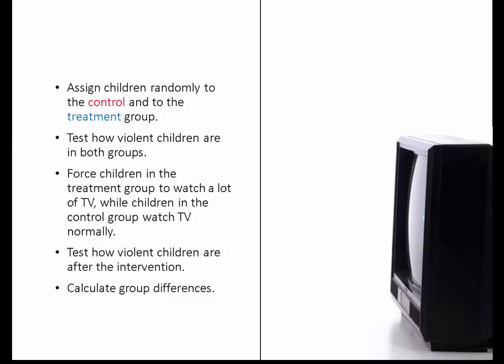Well, now you have the example of the children. One possibility of studying this phenomenon, that children who watch lots of TV seem to be more violent: now we want to know how this relationship comes about. Is it that watching TV causes violence? Or is it that violent people tend to watch more TV to begin with? A possible experimental design would be to split up your kids into different groups. One group you force to watch a lot of TV, while the other group you don't.